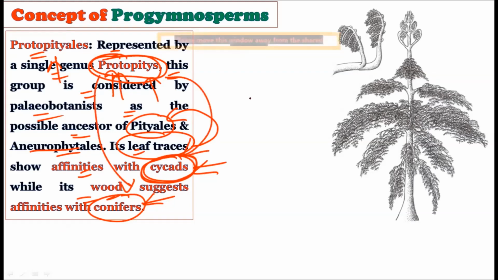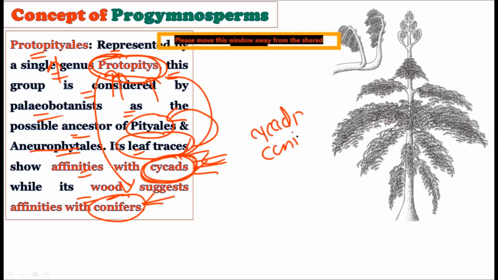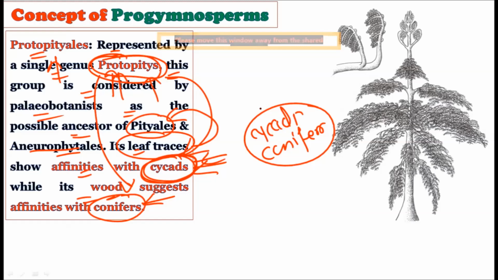So basically, what they are trying to say is that the progymnosperms are nothing but the ancestor stock for the gymnosperms, in particular the cycads and the conifers. Conifers and cycads are the two groups. These cycads and conifers must have originated from these progymnosperms, which originated laterally from the pteridophytes. So from pteridophytes there is the origin of progymnosperms, and from progymnosperms there is the origin of the cycads and the conifers.